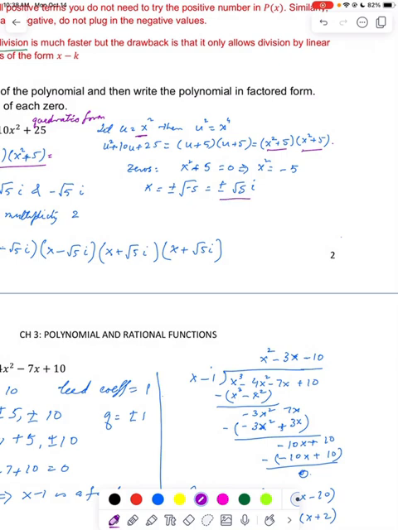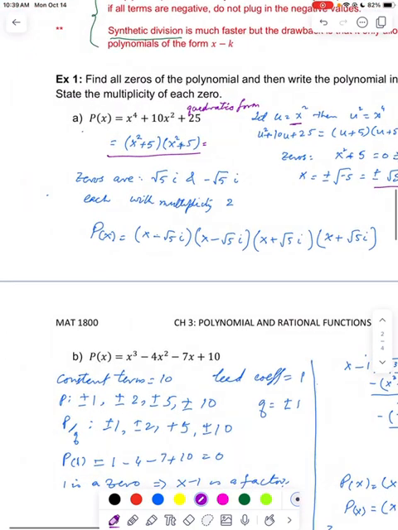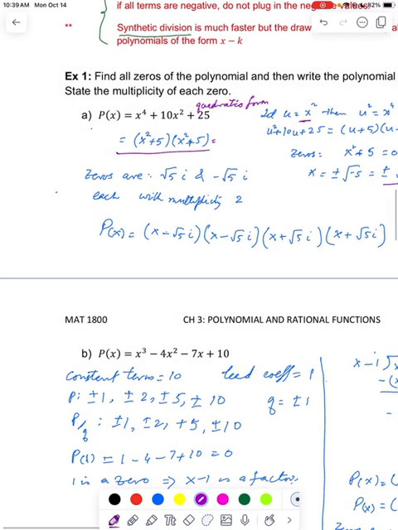So when I put it in the factored form, this is what I will get: x minus square root of 5i times x minus square root of 5i times x plus square root of 5i times x plus square root of 5i. So you can see that these are actually whole squares. So we have zeros square root of 5i, and then we have the zeros negative square root of 5i, and both are of multiplicity 2.